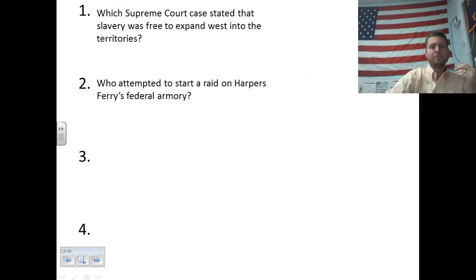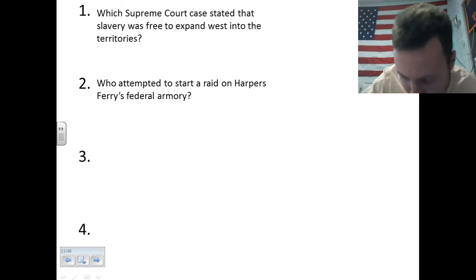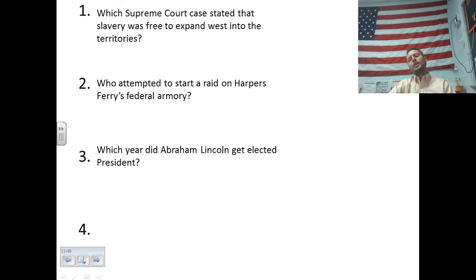All right, number 2. Who attempted to start a raid on Harper's Ferry's federal armory? Some guy tried to take down Harper's Ferry. Who was that guy? First name, last name. Good. 3. In which year did Abe Lincoln get elected president?